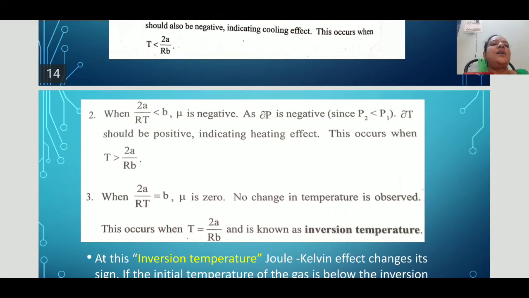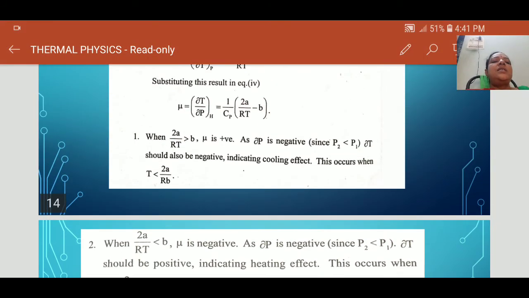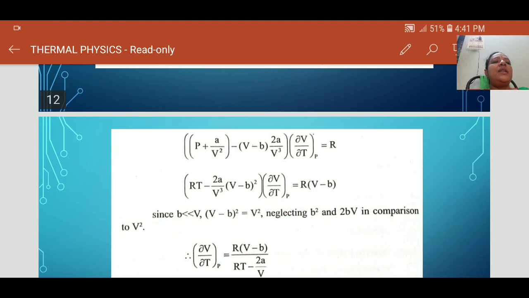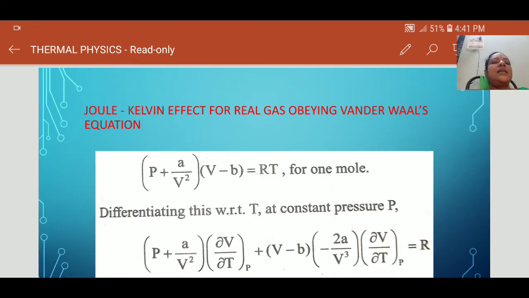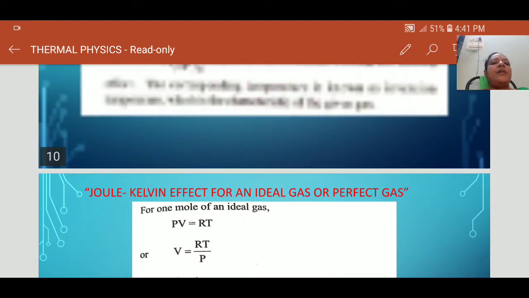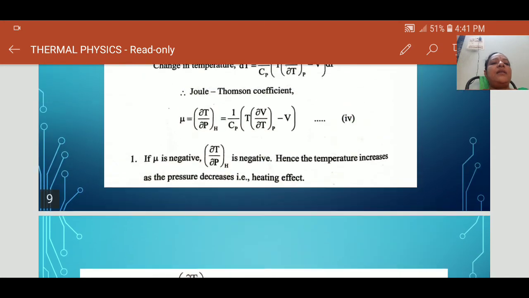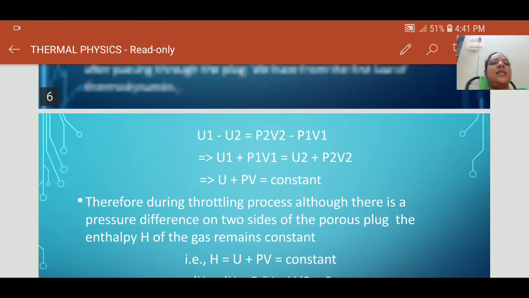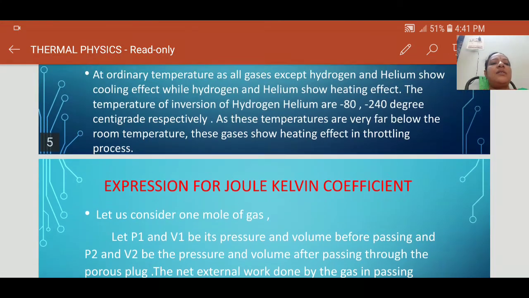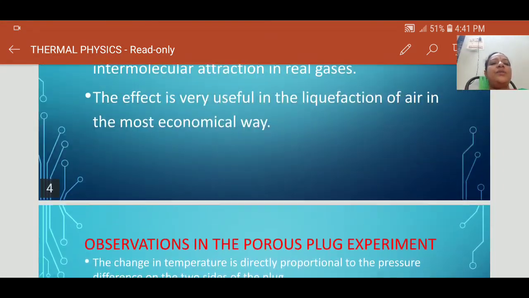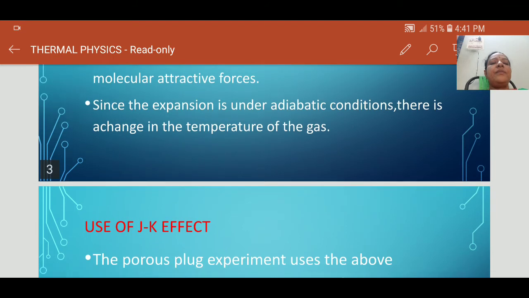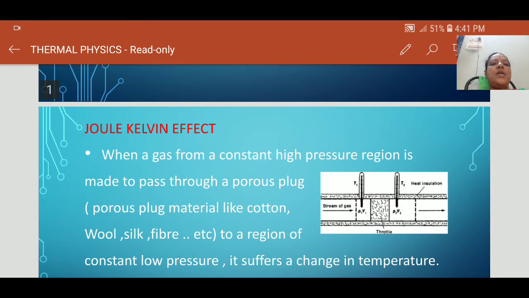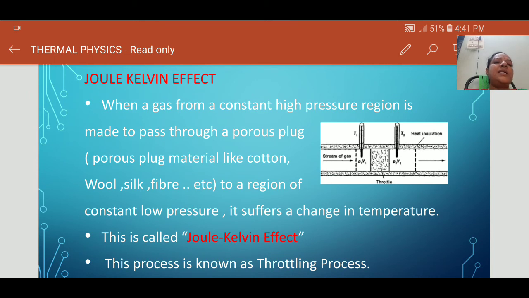This is the principle and derivation of this Joule Kelvin effect. Let us again revise this one first. In today's class we have understood this Joule Kelvin effect.